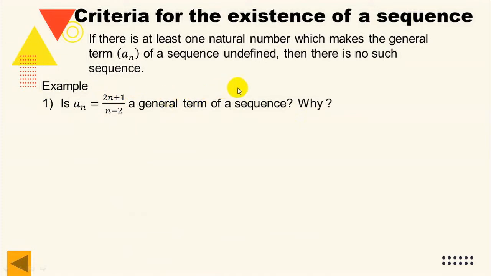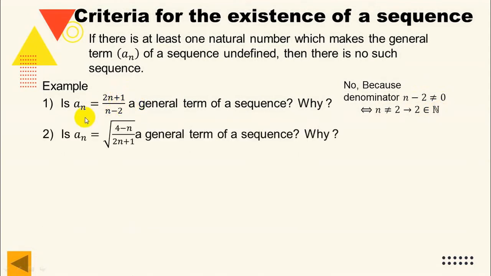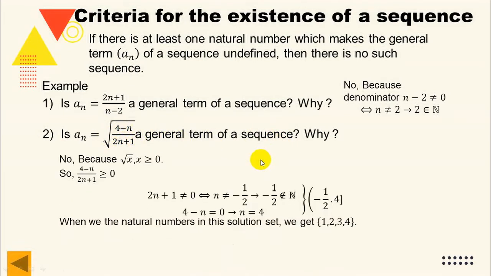We can say this one is no, because in the denominator n minus 2 must not equal 0, so that means n is not equal to 2, and we already know 2 is an element of the natural numbers, so we can say this general term is not a sequence, correct? For number 2, is a_n equals square root of (4 minus n) over (2n plus 1) a general term of a sequence? Okay, we need to explain this one.